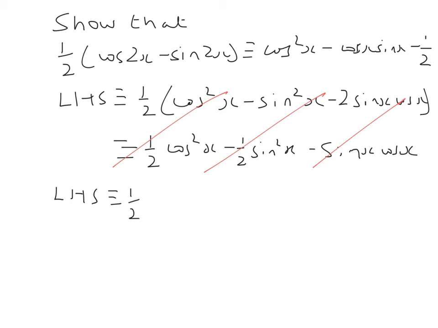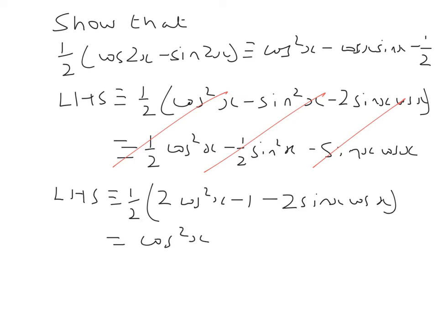So the left hand side is a half cos 2x is 2 cos squared x minus 1. Sine 2x is 2 sine x cos x. A half of 2 is 1. A half of 1 is minus a half. And a half of 2 is 1, so it's minus sine x cos x, or cos x sine x. And that equals the right hand side, and so proof complete.